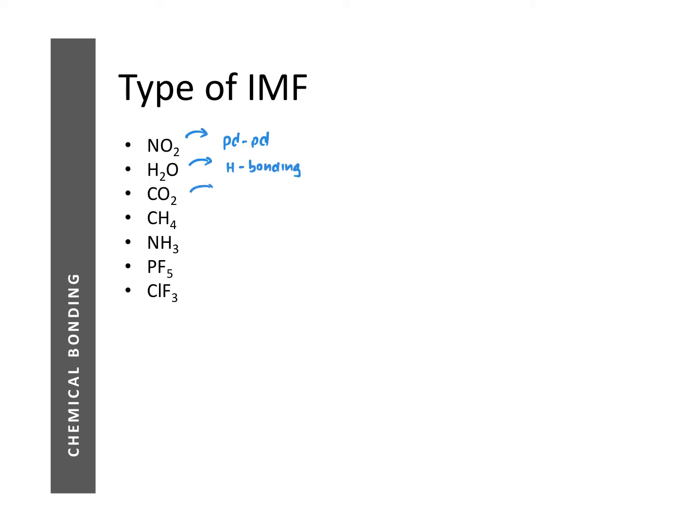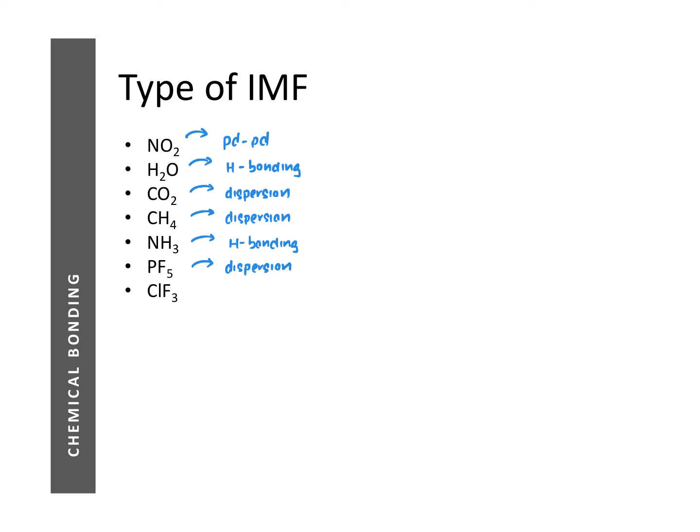CO2, because of the linear shape, is actually non-polar, so you have your ID or your dispersion forces. Methane is a hydrocarbon. As mentioned, hydrocarbons are all non-polar, so you would have dispersion forces again. Ammonia is another example for hydrogen bonding. PF5, we have also seen, due to the highly symmetrical arrangement of atoms, is actually non-polar, so we have dispersion.